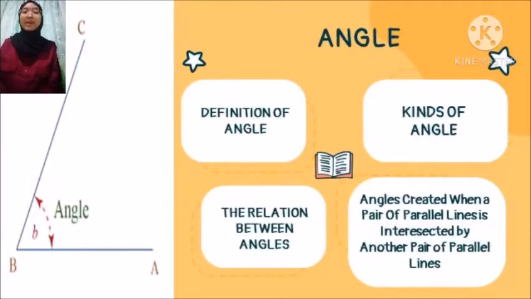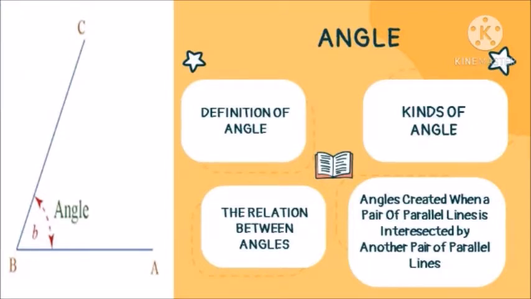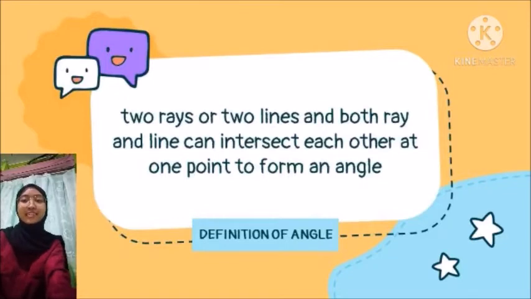The last topic is angle. In this topic, I will explain the definition of angles, kinds of angles, the relation between angles, and angles created when a pair of parallel lines is intersected by another line. Definition of angles: two rays or two lines, and both ray and line, can intersect each other at one point to form an angle.